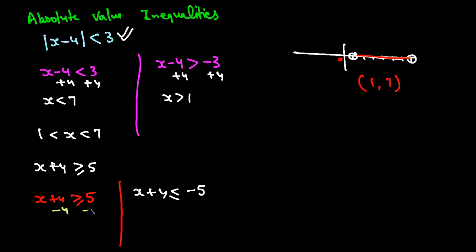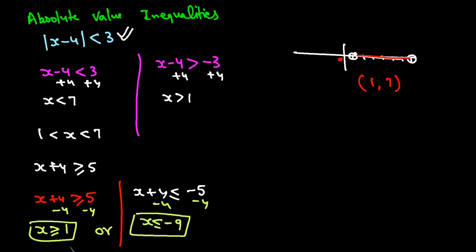Minus 4, minus 4. So this is going to be x is greater than or equal to 1, or minus 4, minus 4, and x is going to be less than or equal to negative 9. So that's your answer. If you plug in those two numbers in this inequality, then the inequality will hold. Both sides will be equal to each other.